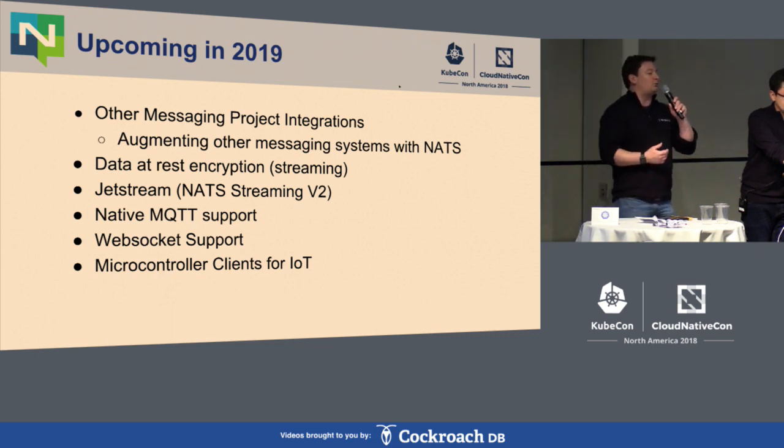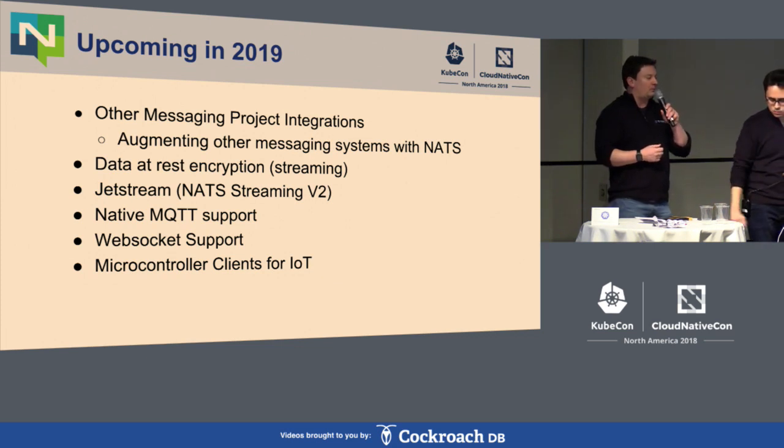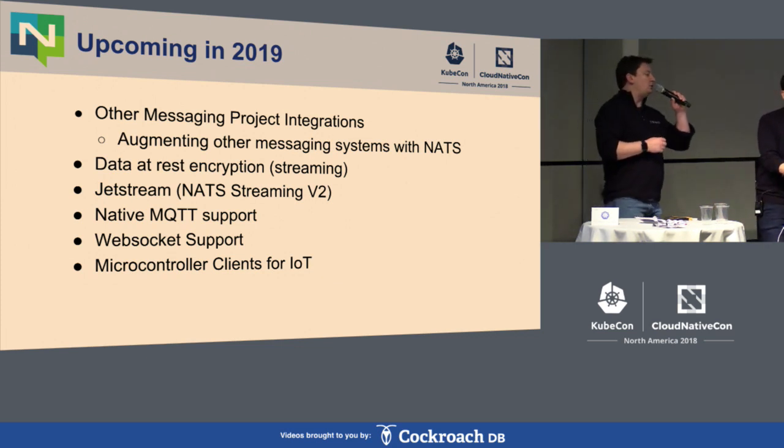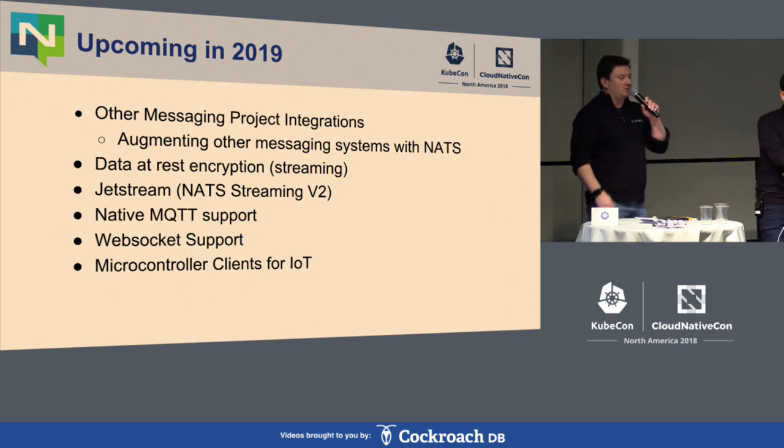We'll have data at rest encryption in NATS Streaming. We've got Project Jetstream, which is NATS Streaming version 2. We've taken a lot of the things that we've seen people run into using NATS Streaming and other streaming products as well, and we're learning from that, and we're developing Jetstream.